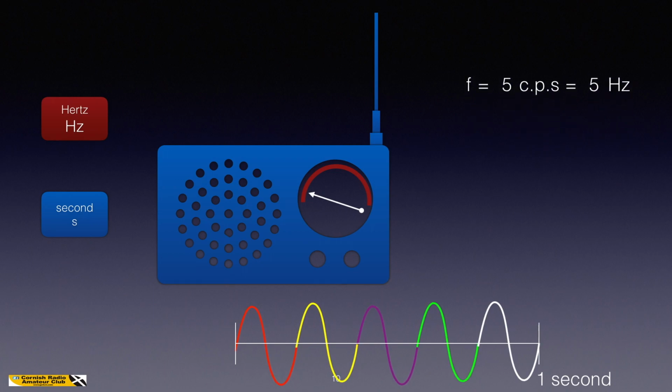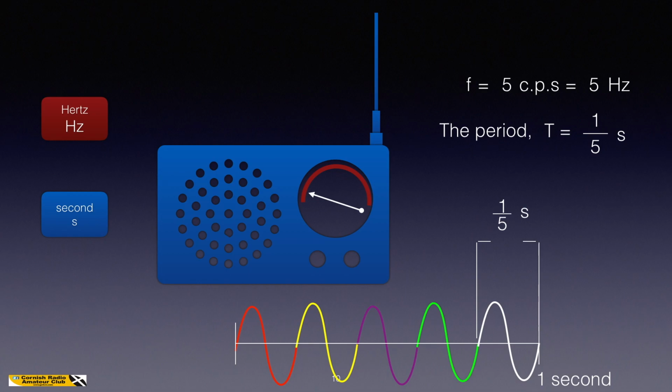Now, if we have a look at the last cycle there, the one that's pulsing there on the screen, we can see then the duration of just that one cycle is 1/5 of a second. I can say that because there are 5 cycles in 1 second, so each cycle must be 1/5 of a second. And we call that the period. The period of one cycle, in this case, is 1/5 of a second, and the abbreviation for that is a capital T. So we can say T equals 1/5 of a second.